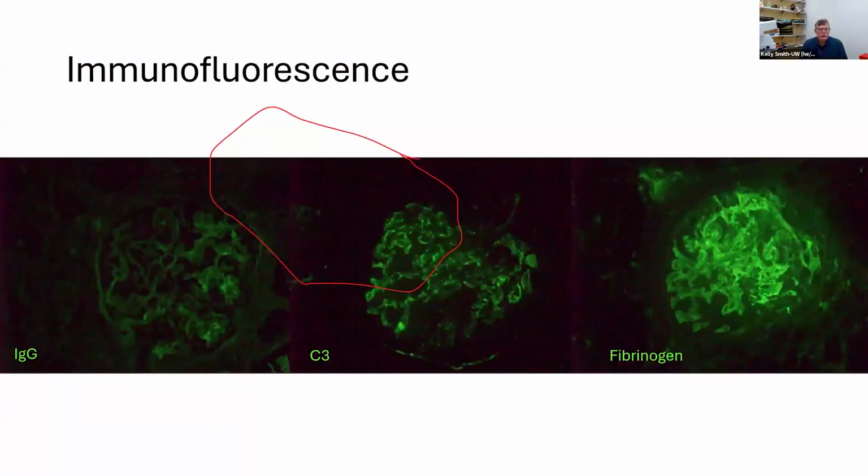Now here's the immunofluorescence, and here we had trace IgG staining. We had more diffuse granular C3 staining that decorated the glomerular tuft, so C3 positive staining. And then also fibrinogen was focally present in some of the glomeruli, indicating an active glomerulonephritis.